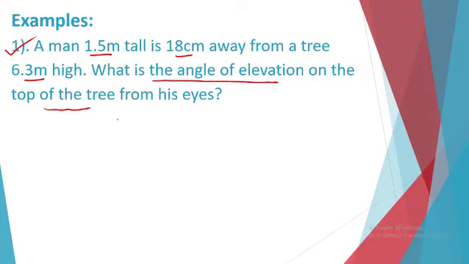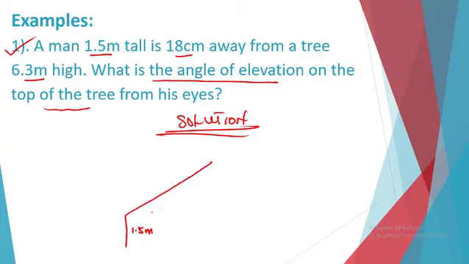Fine. Okay, the first thing we need to do is to represent the information in a diagram. So let us start. We have the point where the man stood. This is the point where the man was standing, and this is his height, and we are told that his height is what? 1.5 meters. And then this man lifts up his eyes to see a tree that is what? 6.3 meters high.